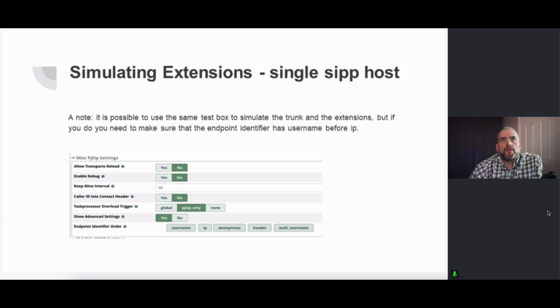So note that it is possible to use a single host to generate your trunks and your extensions. If your system's pretty small, 10, 20 seats, you can usually get away with this, depending on the size of the host that you're using. But if you are going to do that, you want to make sure that username is before IP in your endpoint identification order for your PJSIP settings on FreePBX. If you don't do this, basically Asterisk can't really distinguish between the trunk and the extensions, and you'll run into auth issues.